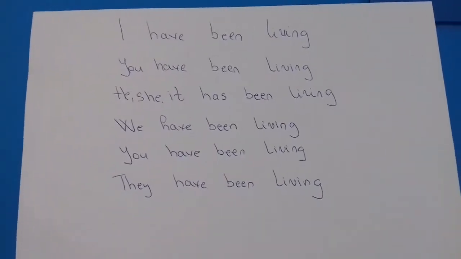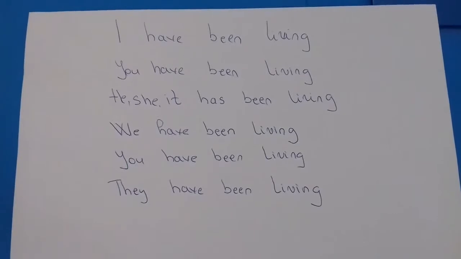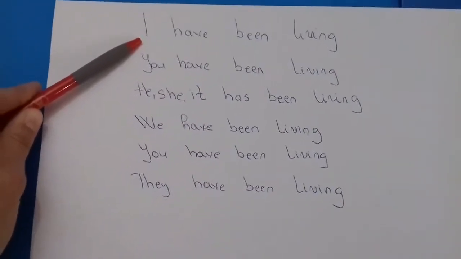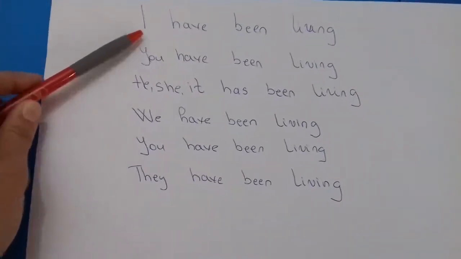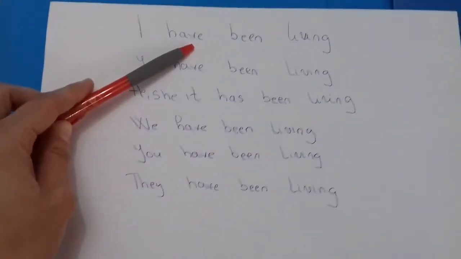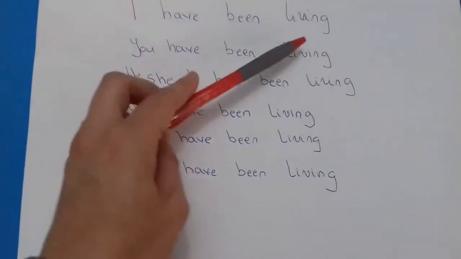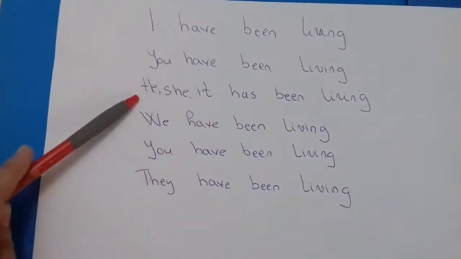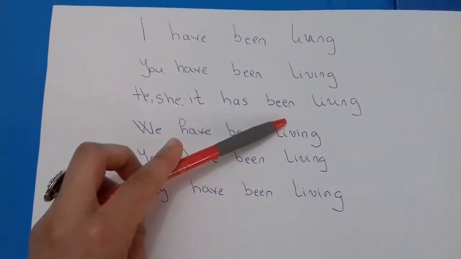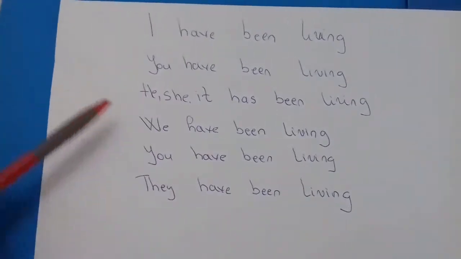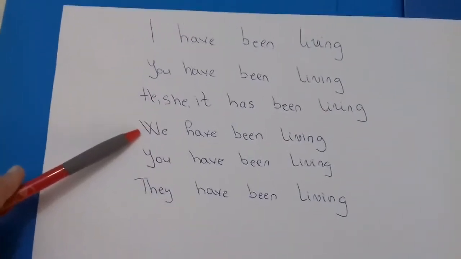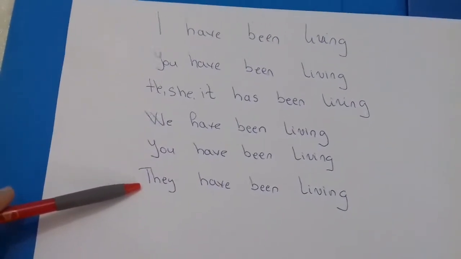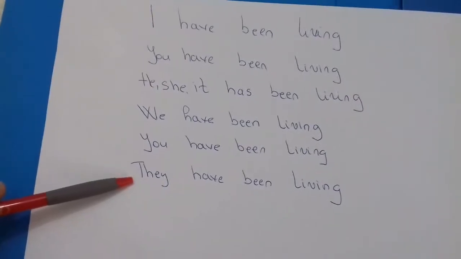This is the affirmative of the present perfect continuous tense. We have the subject plus the present perfect of the main verb to be, have been, and the base plus ing form, living. I have been living, you have been living, and he, she, it has been living for the third person in singular. And for the plural, we have been living, you have been living, and they have been living for the third person in plural.